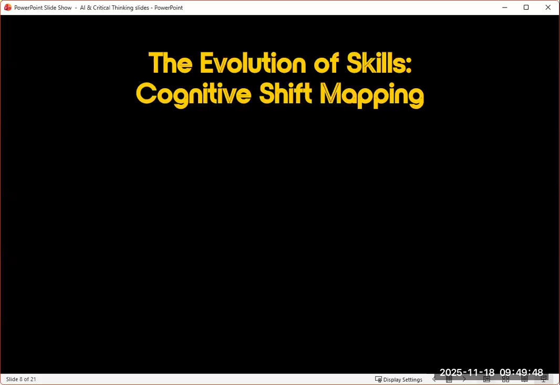So cognitive shift mapping is a framework for understanding how generative AI changes the mental processes that we engage in or that our students are using to complete academic tasks. So instead of assuming traditional steps like brainstorming or writing a draft remain the same, this cognitive shift mapping approach can help us identify where AI accelerates, replaces, or disrupts some of those steps, and where there are new skills, such as evaluation and synthesis, that need to be emphasized.